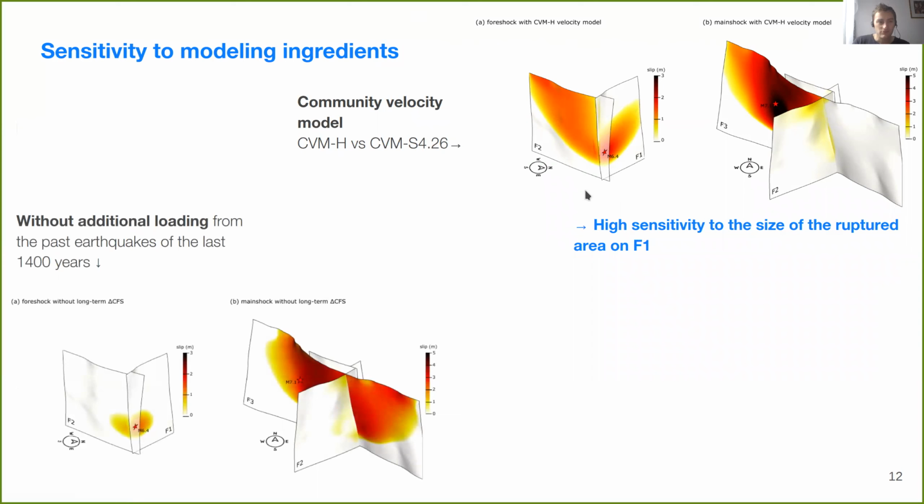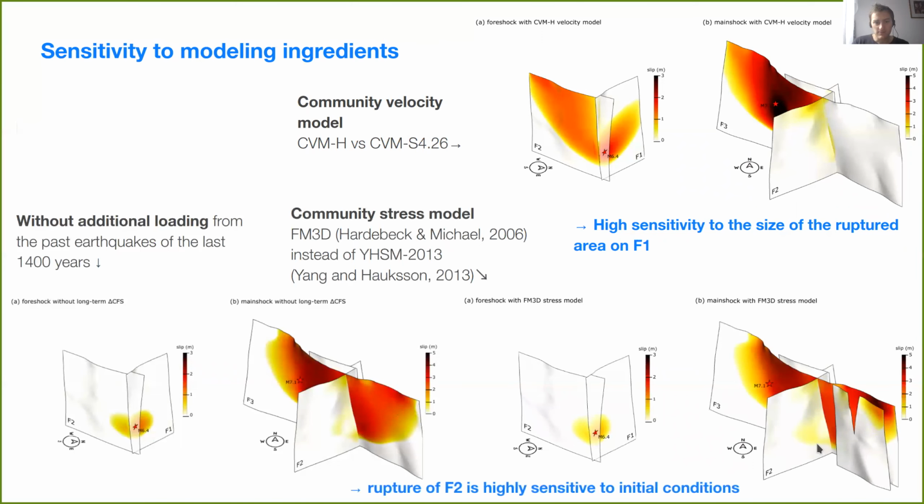We also try to remove the additional loading from the past earthquake. And you can see that in this case, the rupture is not able to rupture F2 entirely, while the main shock rupture is quite similar without rupturing F4. And if we use a different community stress model, that is UCERF3-D from Field and Michael, we get quite similar results. That is, F2 is only partially ruptured, but the main shock rupture is very similar to our base model. So it seems that the rupture of F2 is highly sensitive to the initial conditions.